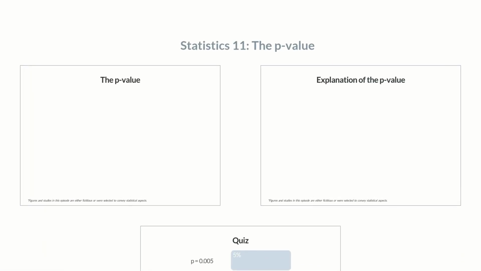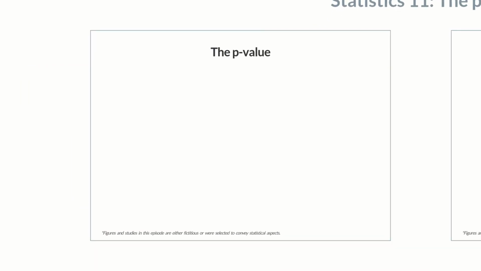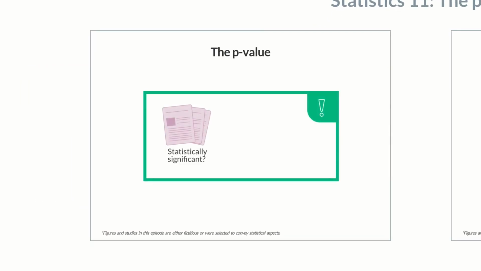The p-value. In publications, the statistical significance of a study is usually expressed as the p-value. It's the result of a study that's interpretable, as we'll describe later on in this episode.